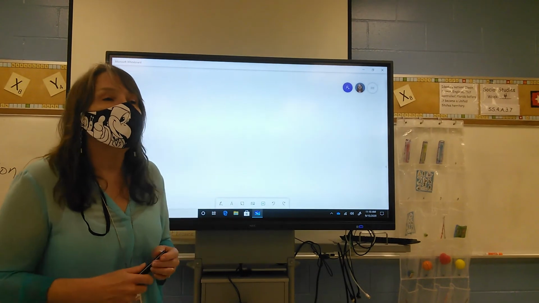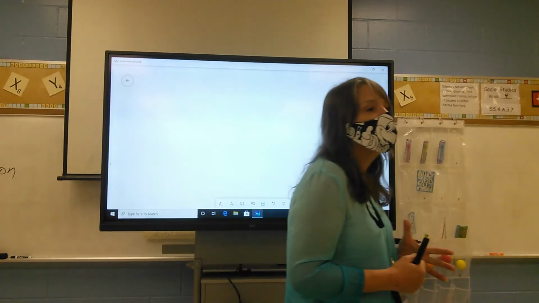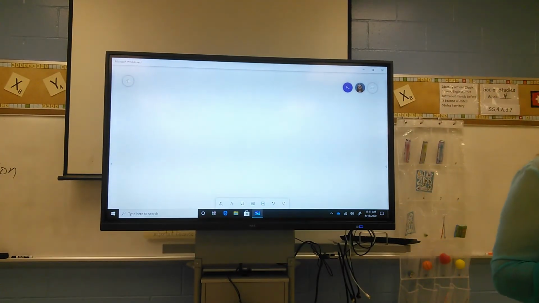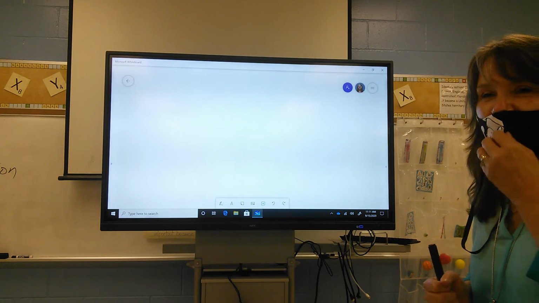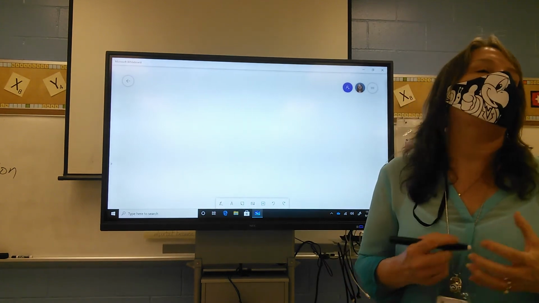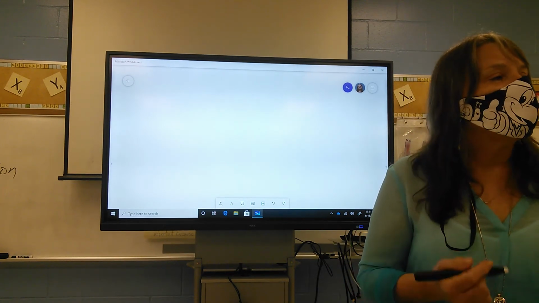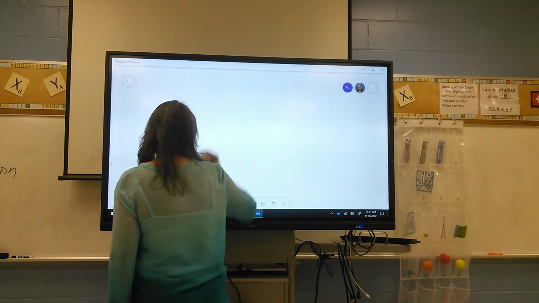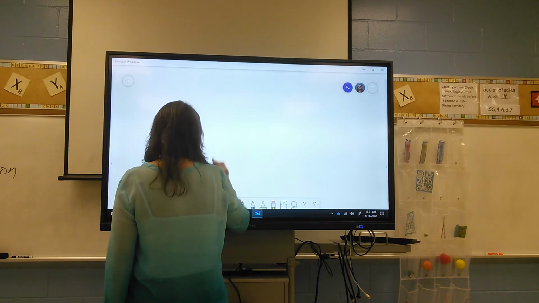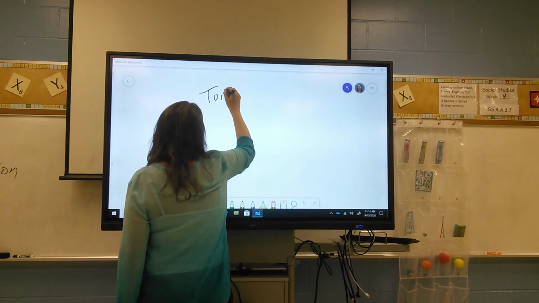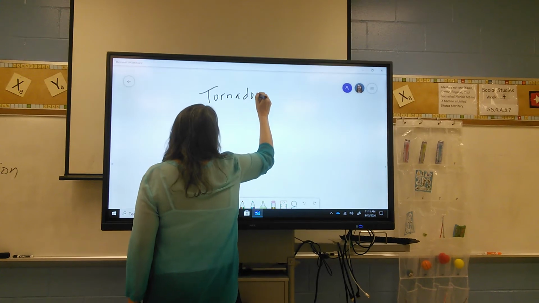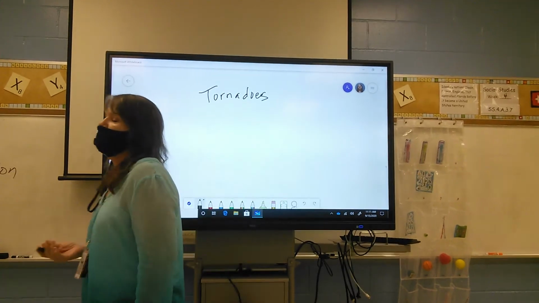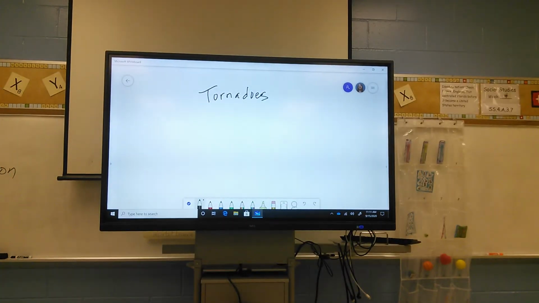Now, one of the things that researchers do before they even start researching their topic is they start to think about the types of things that they would want to know about the topic. So if I was going to do research on tornadoes, what are some of the things that I might want to find out about tornadoes?